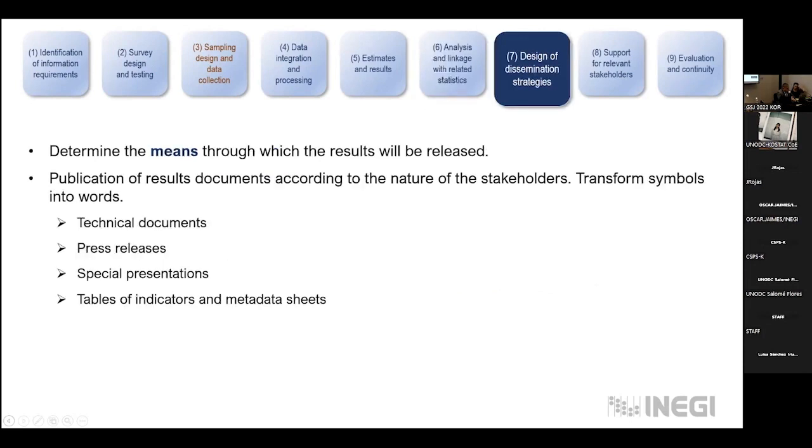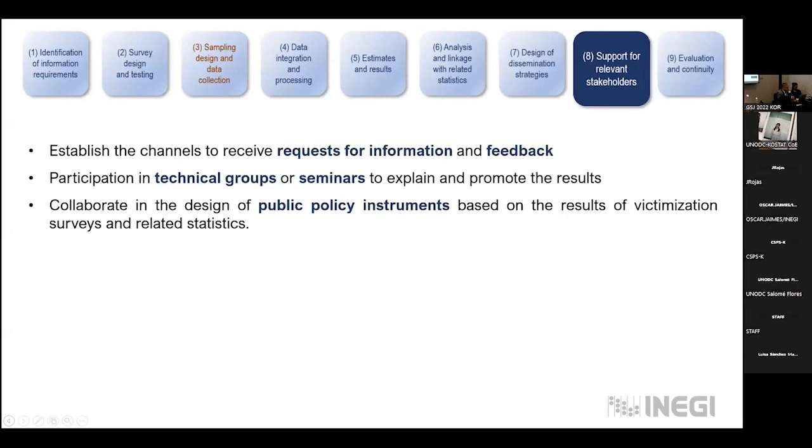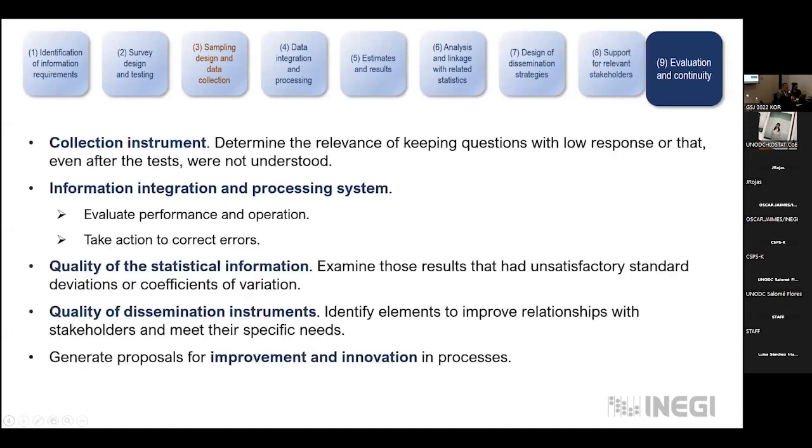comparisons to define global instruments. Determine the means through which the result will be released, and how are we going to make sure that the survey is going to be known by all the people and received by the strategic users, and support for relevant stakeholders, all the collaboration and cooperation with the authorities or the academic sectors to make a research. And finally, the evaluation and continuity, that's an important process to make better the instrument in every edition.